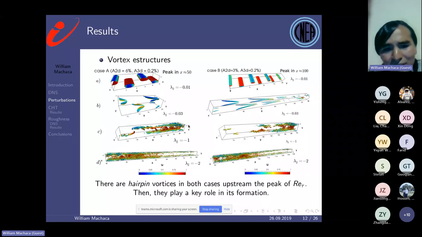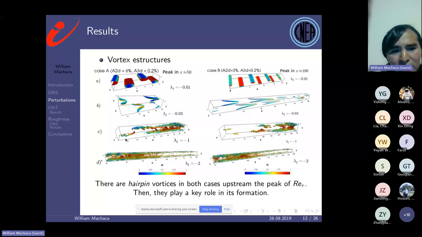Then we study the structures in the laminar turbulent transition in two cases. We use the lambda 2 method. Although this method is sensible to the value of the lambda 2, we were able to see different structures along the transitions. In A, we can see the TS wave packet for both cases. Case A is in the left figure, and case B is in the right figure. In B, we can see the triangle-shaped vortex in both cases. This vortex is characteristic of the late stage.